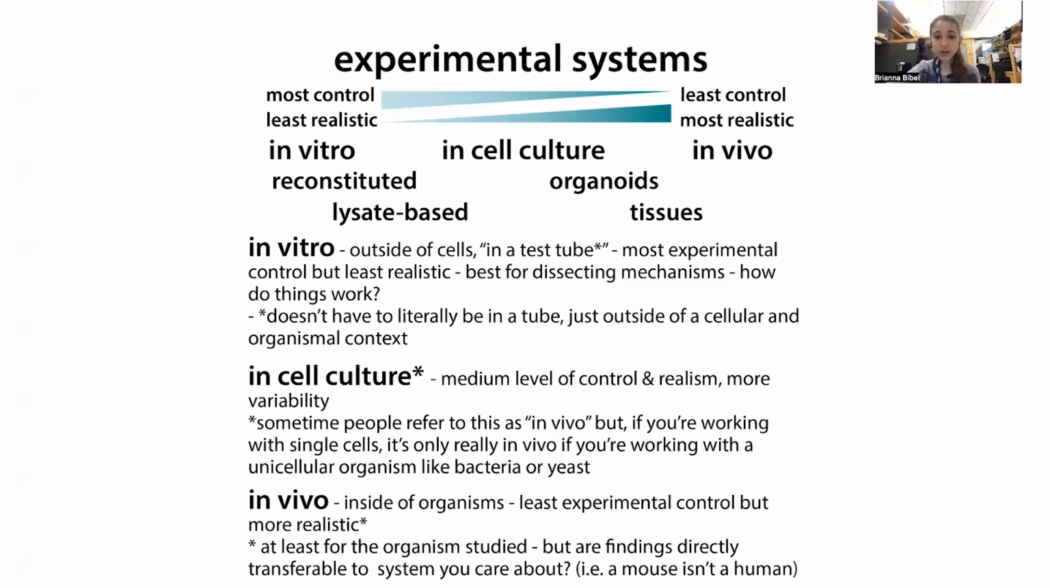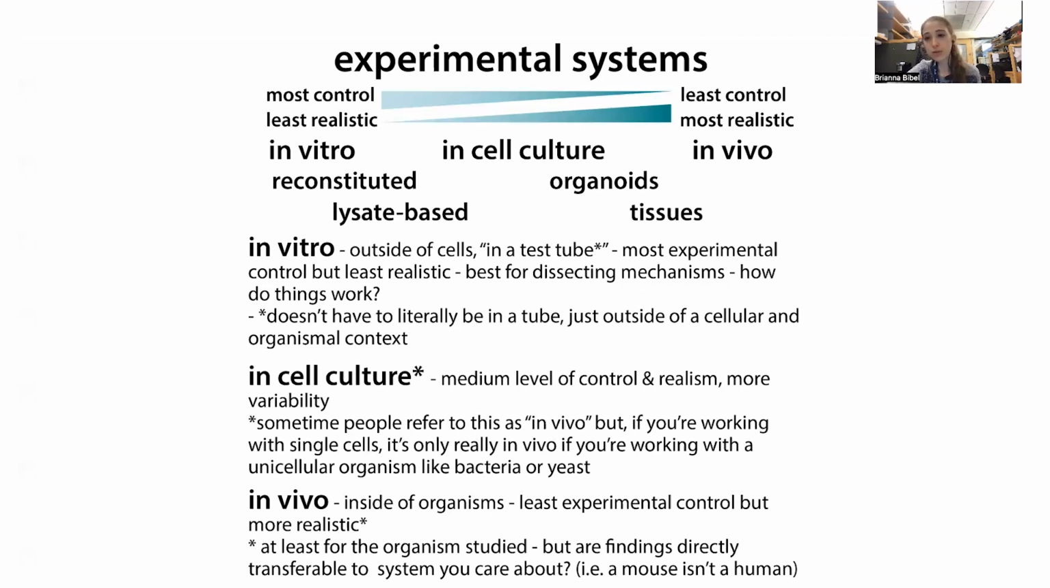And in the middle, we have cell culture. So this is a medium level of control and realism, more variability. Some people refer to cell culture work as in vivo, but it's not really unless you are working with a unicellular organism. So if you're working with bacteria and yeast, then cell culture and in vivo are the same thing because these are single-celled organisms that you're working with. But when you're working with cell culture from a larger organism, a plant or an animal, then that's not really in vivo.